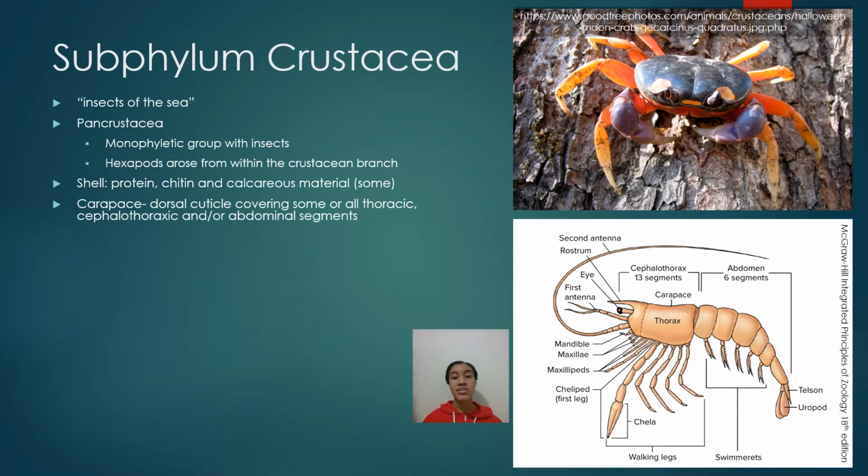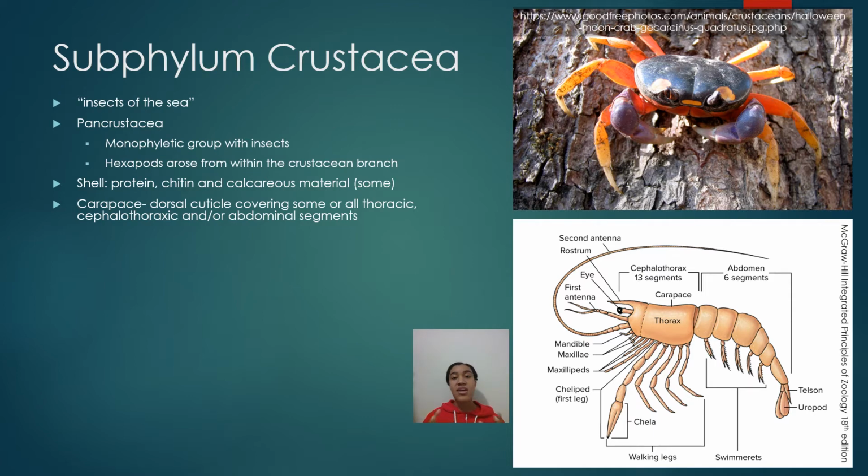Crustaceans are often called the insects of the sea, and this is partially because insects, or hexapods, and crustaceans are really closely related to one another. If you take both of those groups and combine them, you get a monophyletic group called Pancrustacea. There's a hypothesis that the reason they're so closely related is because hexapods are a branch off of the crustacean lineage. There is some debate as to whether this is true or not. However, there is some molecular analysis to support this claim. So as we learn more and do more, we might find that this hypothesis is true or false.